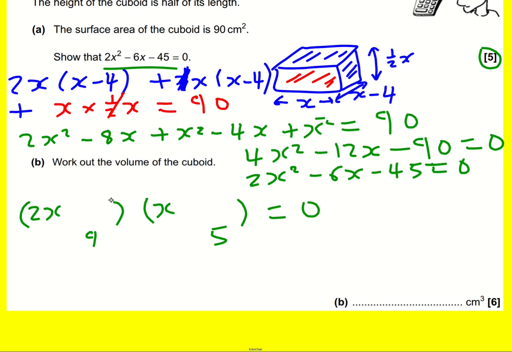Now if I multiply these two, I'm going to get 10x. 9 times x is going to be 9x. There's no way that I could get 6x, so that can't work. What if we swap it round? We'd get 5 and 9. So then I'd get 18x, and I'd get 5x. That's not going to work either.